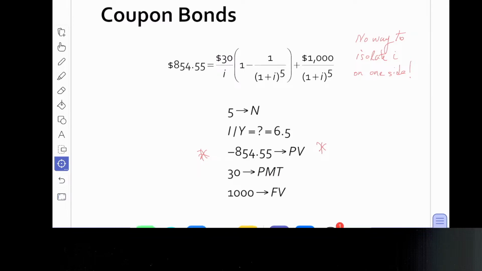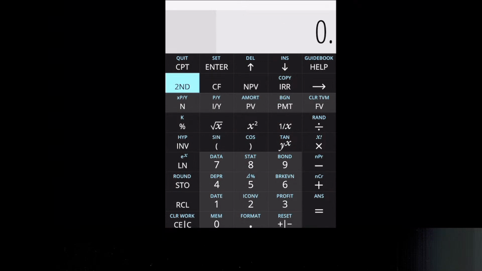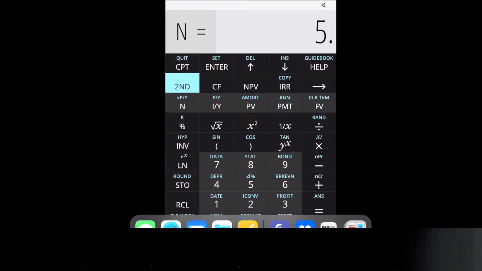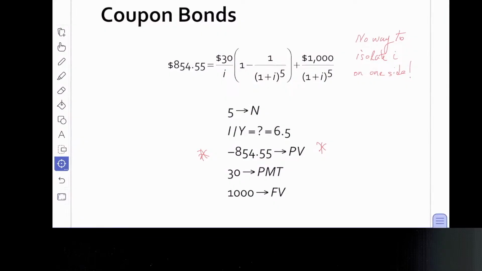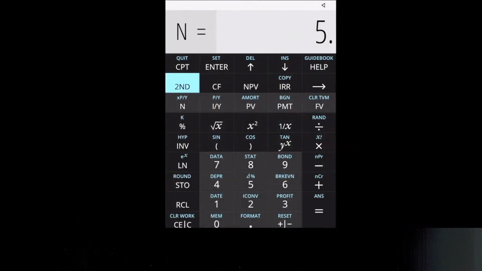All right, so I'm going to enter these values into the calculator. So I go into clear TVM, and it's 5 periods. The interest rate is what I'm trying to find, right? So the price was, oh, I have to go back already. $854.55. Make it a negative. That's the price, the present value of future cash flows.